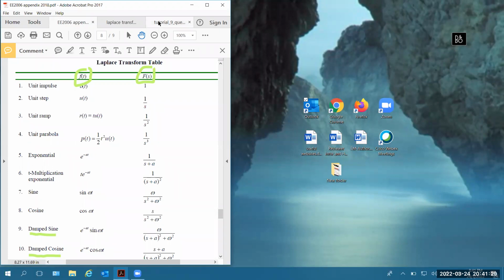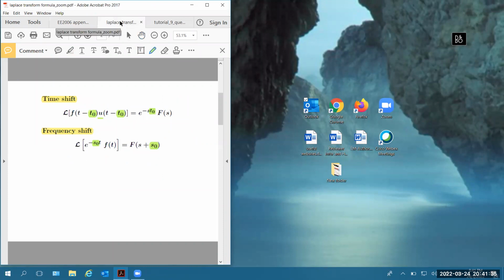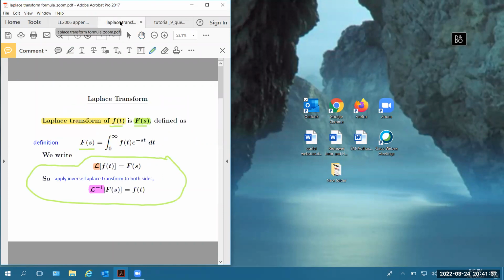Okay, so let's go and do it by definition. Now let's go and check the definition. That's on our first page, right? So this one is our definition. I already wrote it here, so no need to draw a line. So this is the definition.